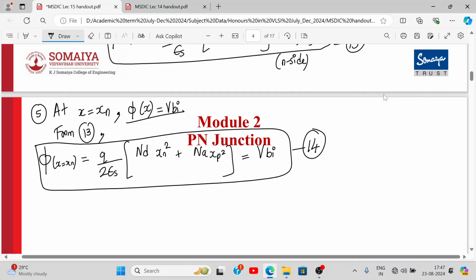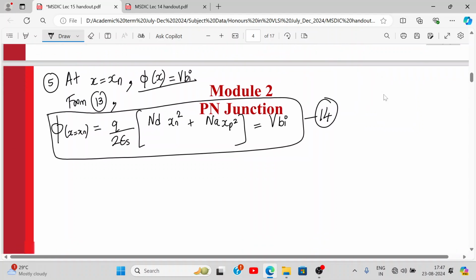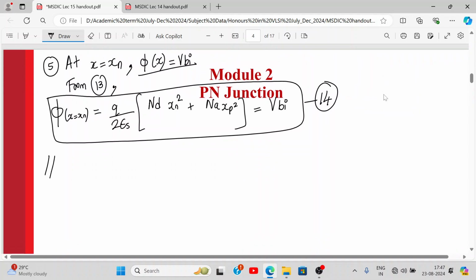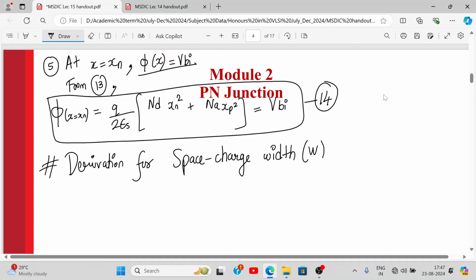Now we'll do the last derivation, depletion region width, and we'll solve one numerical. So write down the next derivation for space charge width. We know that the alternate name for space charge is depletion region. Space charge width, W. It's not long. You will get it very soon.